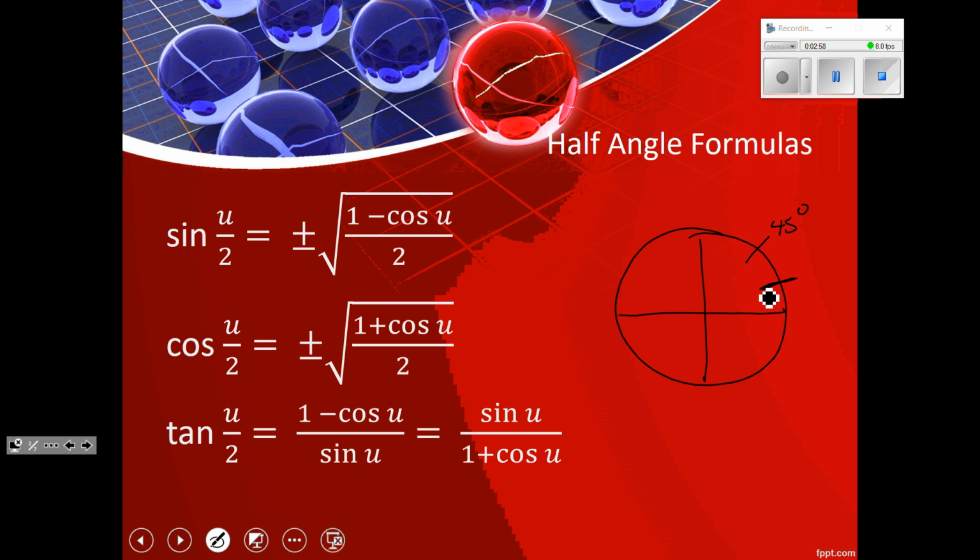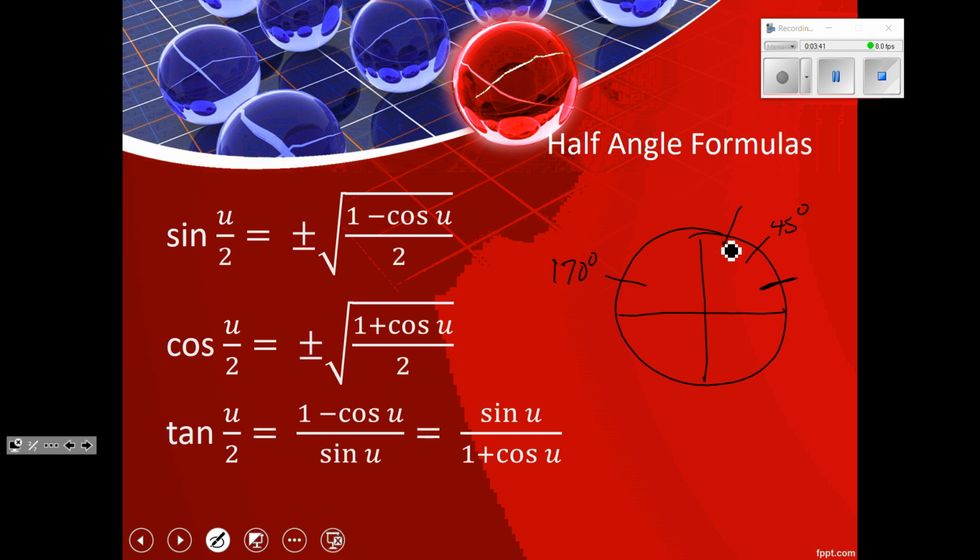What if I'm in quadrant 2? Give me an angle that would be in quadrant 2. 170? Is that okay? 170. Okay. Well, that's what u is, 170, but I want to find half of that angle. So what's half of 170? 85. So where's my half angle? In which quadrant? Quadrant 1. So if my starting angle is in quadrant 2, my half angle, the half of that, will end up in quadrant 1, meaning all my signs will be positive.